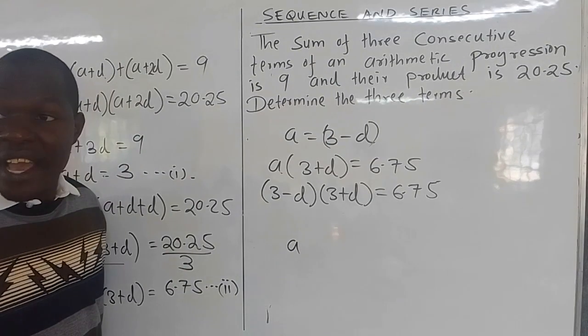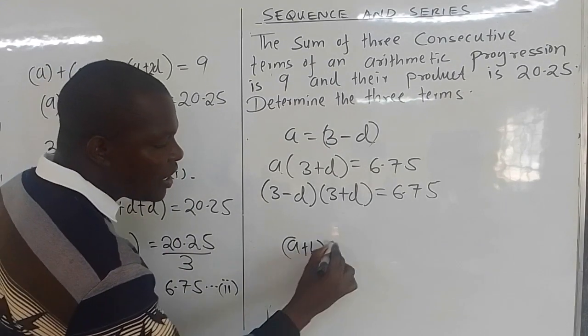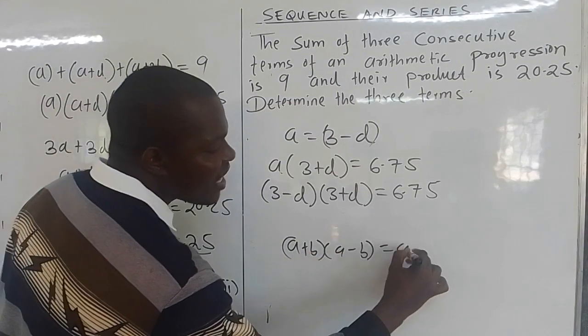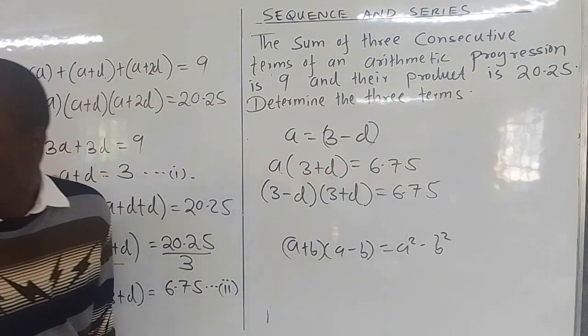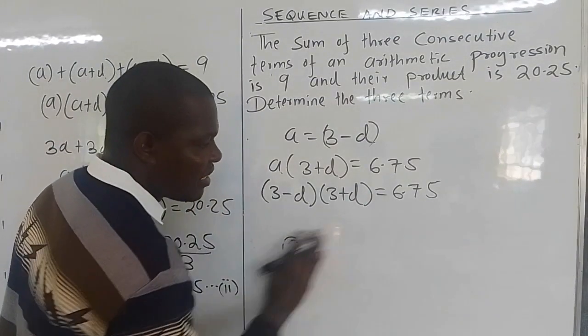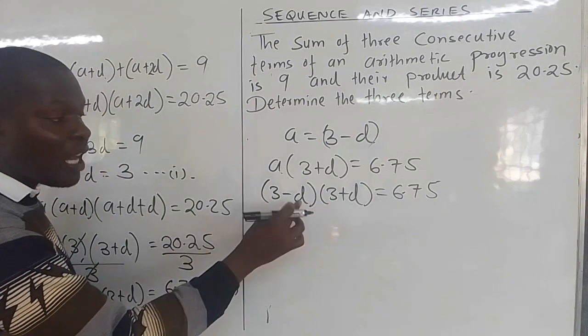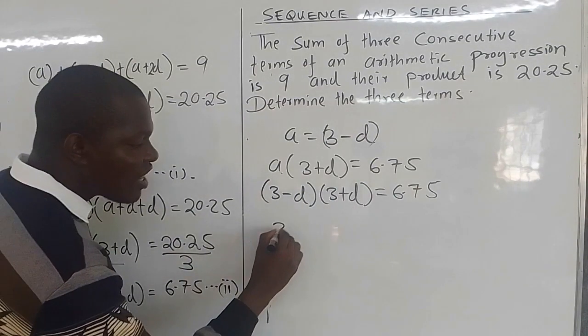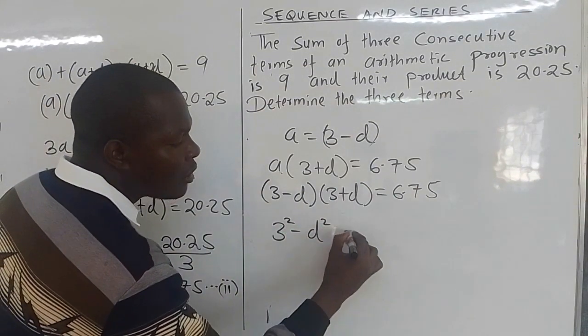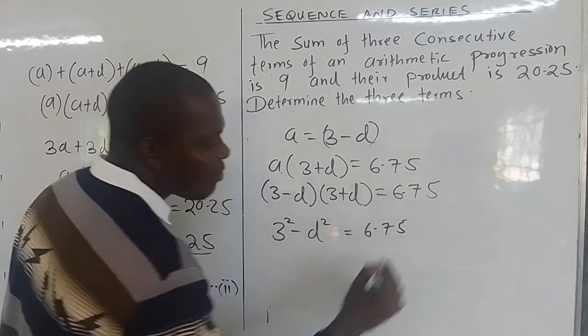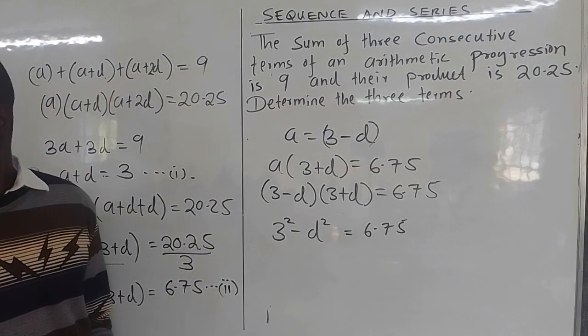Remember the quadratic third identity. If you have A plus B into A minus B, that is a difference of 2 squares: A squared minus B squared. Isn't it? So here it means our A is 3, our D is B. So it means that is going to be 3 squared minus D squared is equal to 6.75. You just be observant, isn't it?